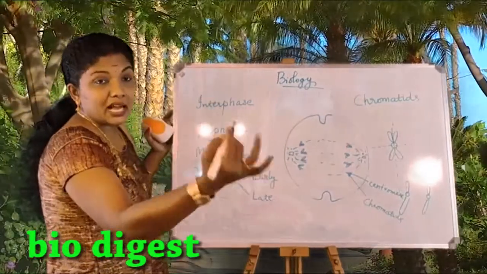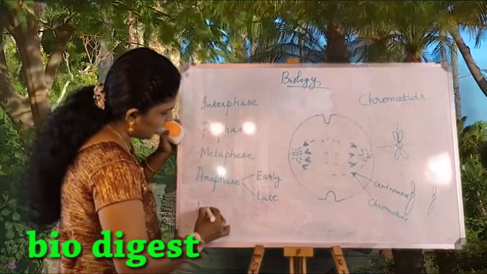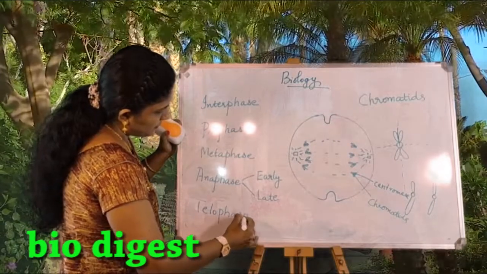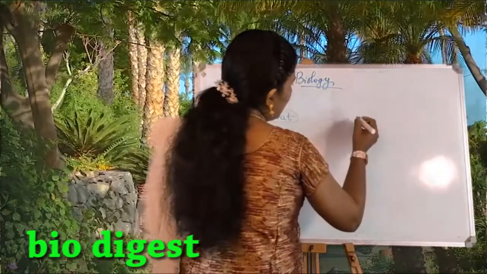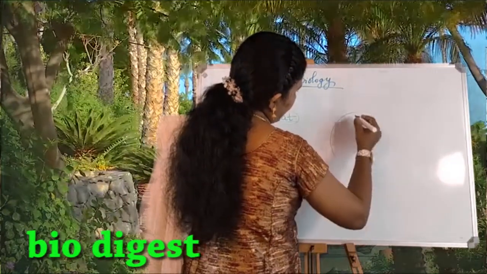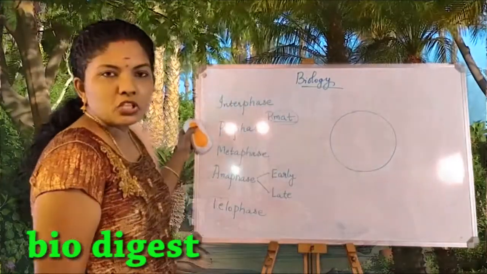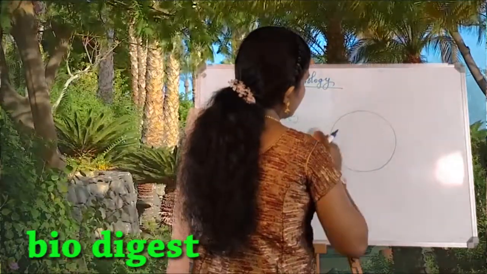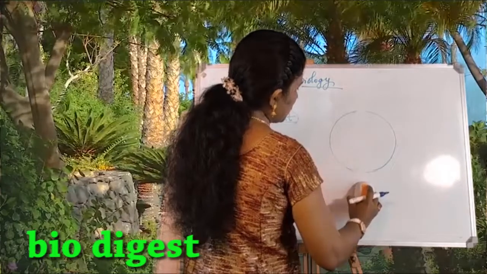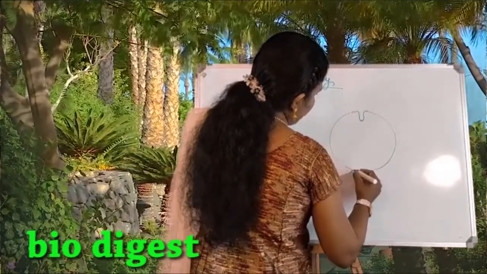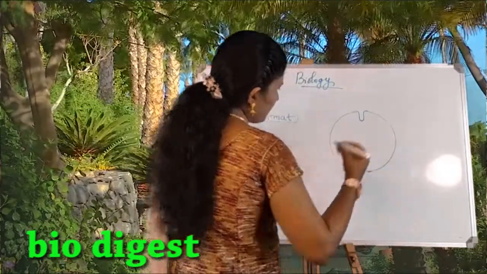Now comes the last phase, that is Telophase. Now in Telophase, what is actually happening? The chromosomes will be reaching the two opposite poles. I told you there is a furrow, so we have to show that furrow also here like this. Furrow is actually deepening now.